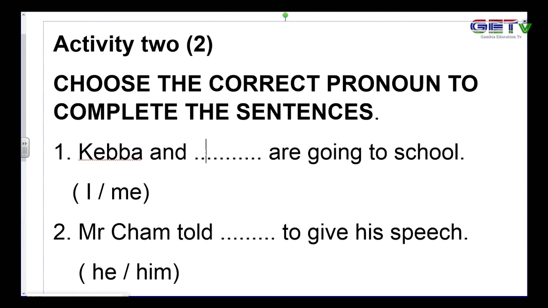Keba and Das are going to school. Number 1, I read again. Keba and Das or blank are going to school. Something is missing there. Listen to these 2 words. I, me. Which one is correct? Keba and Das are going to school. Keba and I are going to school.